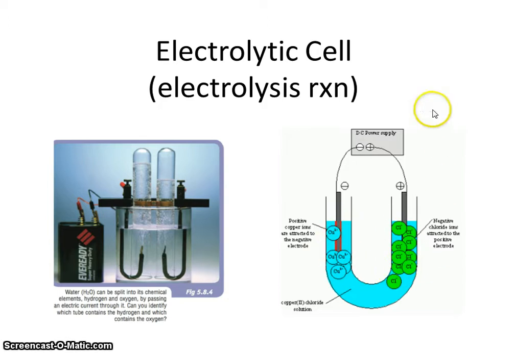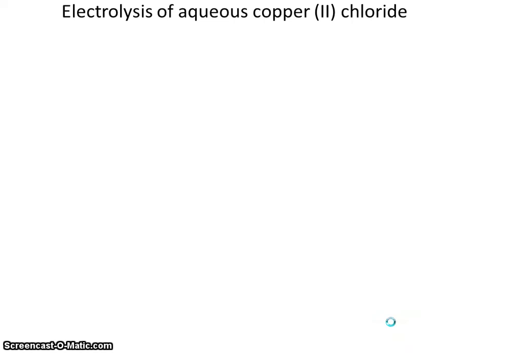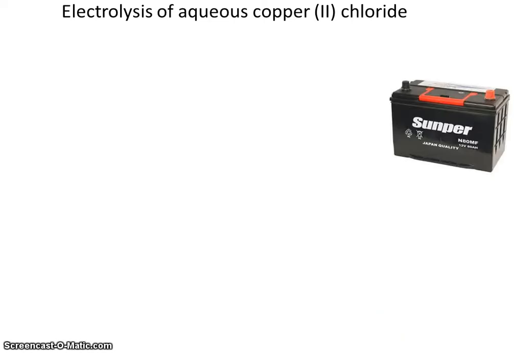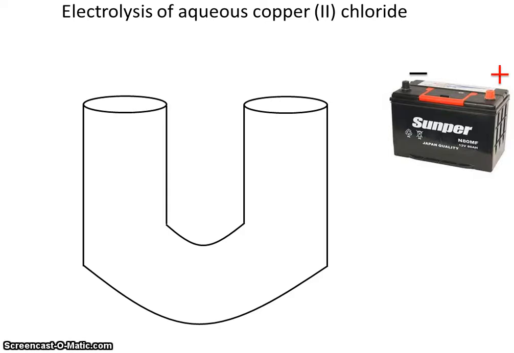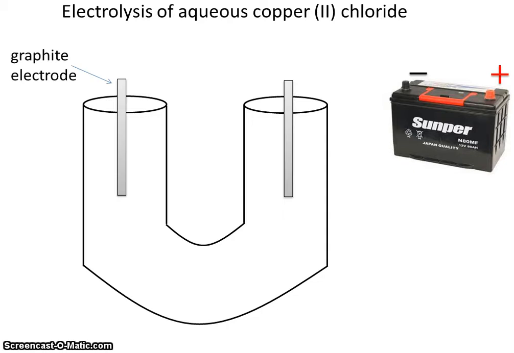So we're going to look at this very slowly, step by step. So let's draw that diagram again. We're going to need a battery. You know that the battery has a negative terminal and a positive terminal. And then here's our U-tube. In our U-tube, we'll have aqueous copper 2 chloride. We'll also place 2 graphite electrodes.